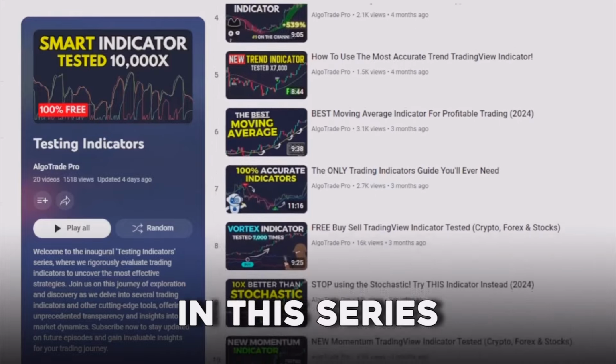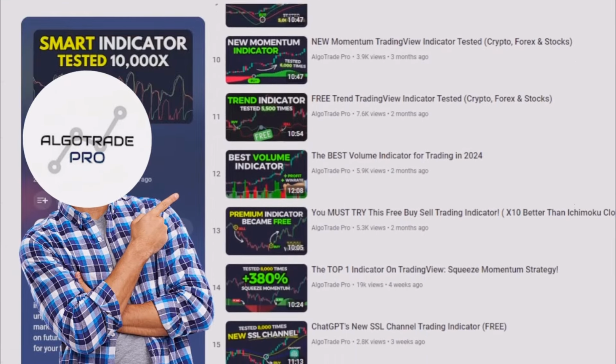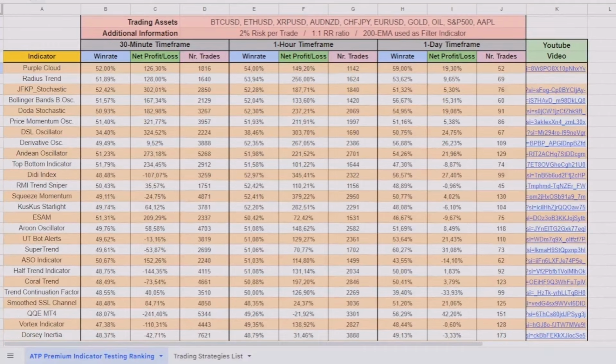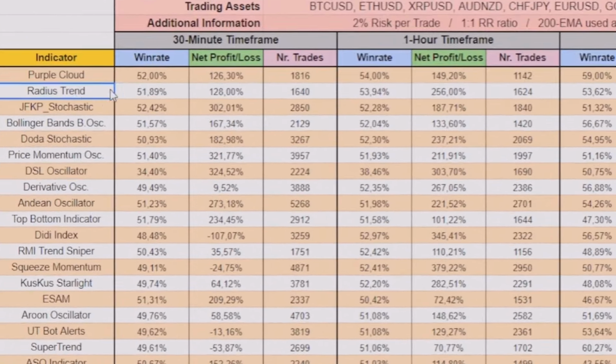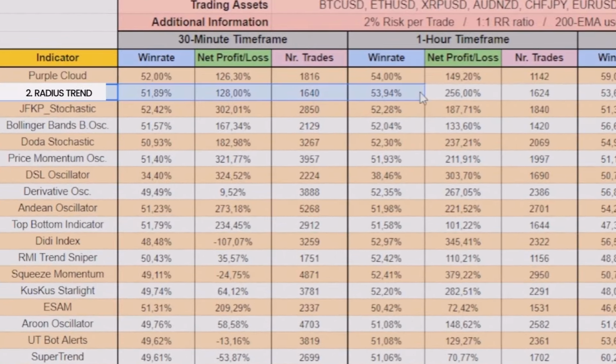In this series, my objective is to simply test different indicators to discover which ones give us more probability of success. In our ranking sheet, after taking into account all the results and the average of the win rates, I believe the radius trend will easily get the second place, which is an amazing spot on this list.